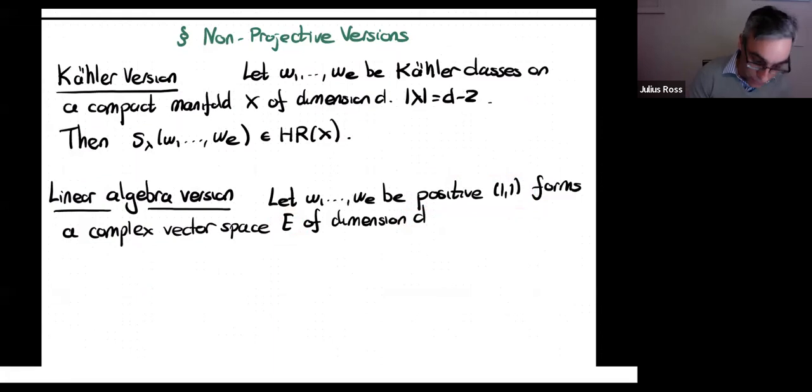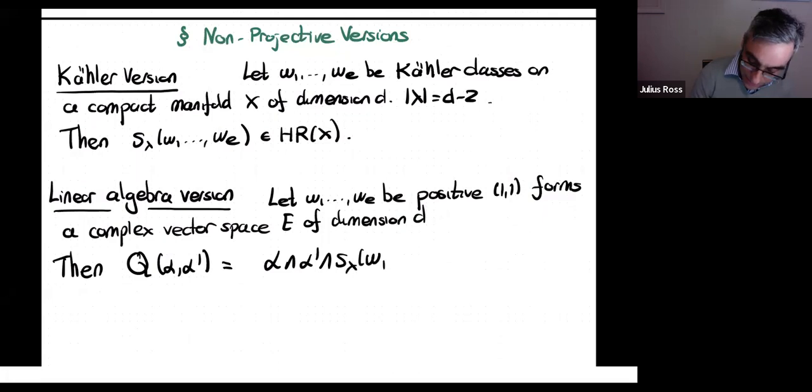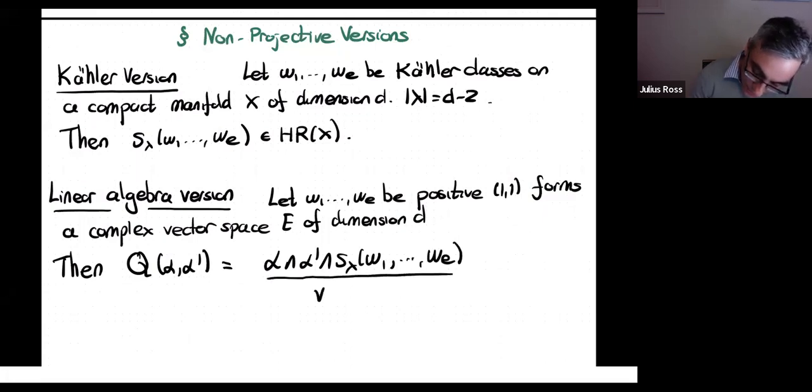And you can consider this quadratic form. Let Q of alpha, alpha primed be given by taking alpha wedge alpha primed wedge this lambda, S lambda of omega 1 up to omega E. That's a top degree form. So that's not a number, but you can divide it by the canonical volume form on E.